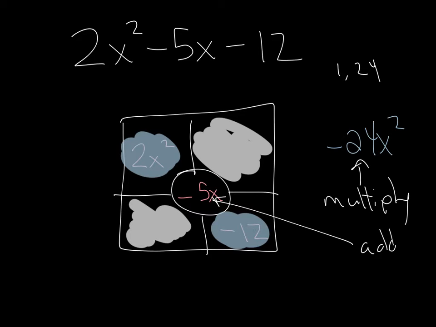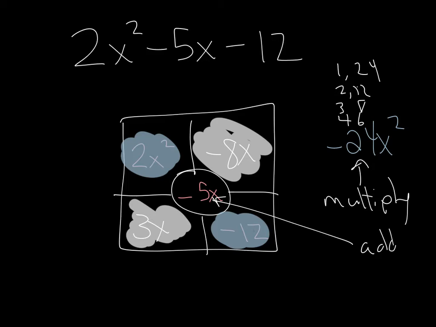1 and 24, 2 and 12, 3 and 8, 4 and 6. So I need two of these things. One of them has to be positive, one has to be negative, because it's negative 24x squared. And what we need now is negative 8x and 3x. Those two things multiply together to give us negative 24x squared, and they add together to give us negative 5x.